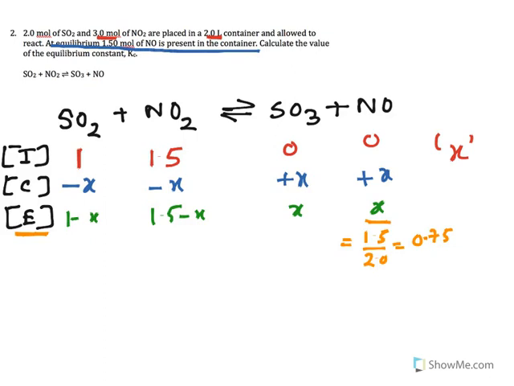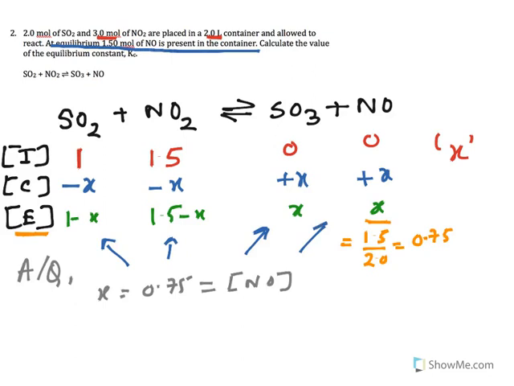Now, based on the question, they already gave us that x equals 0.75. So that is exactly our final concentration for nitrogen monoxide. So we plug the value of x into all of our equilibrium variables, and we get the remaining concentrations at equilibrium. So for SO2, we are going to have equilibrium concentration of 1 minus x, which is equal to 1 minus 0.75, which is 0.25 molar.